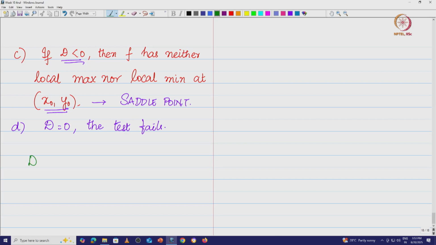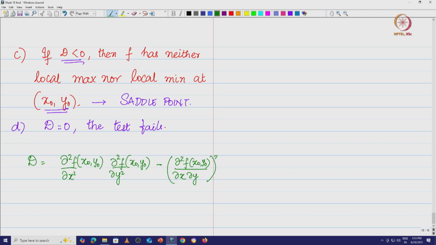What is that? D is defined as ∂²f/∂x² evaluated at (x naught, y naught), times ∂²f/∂y² evaluated at (x naught, y naught), minus ∂²f at (x naught, y naught) divided by ∂x ∂y, the whole squared. This is how we define D. If you look at it very carefully, it reveals something else.